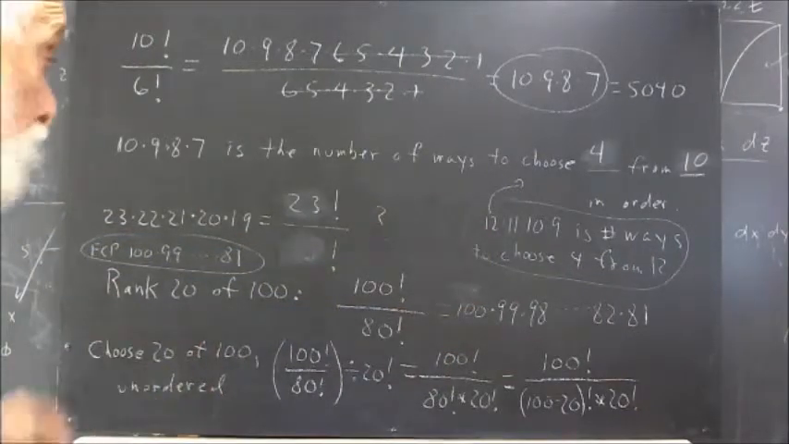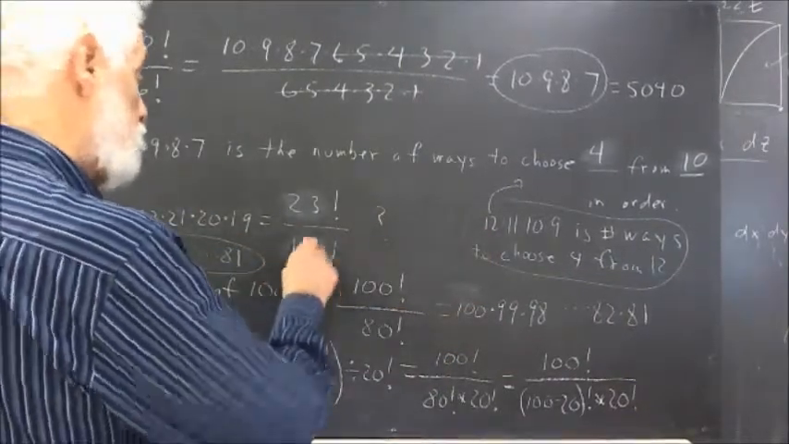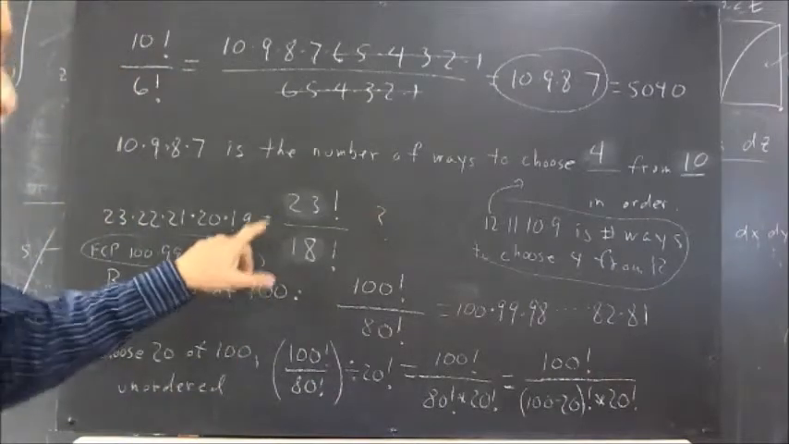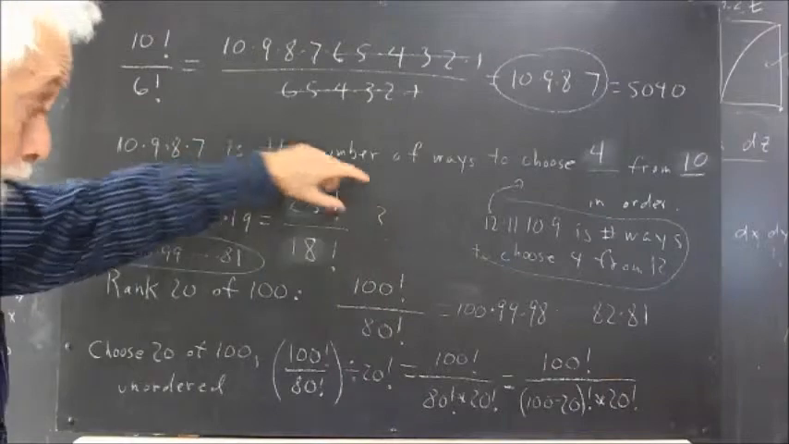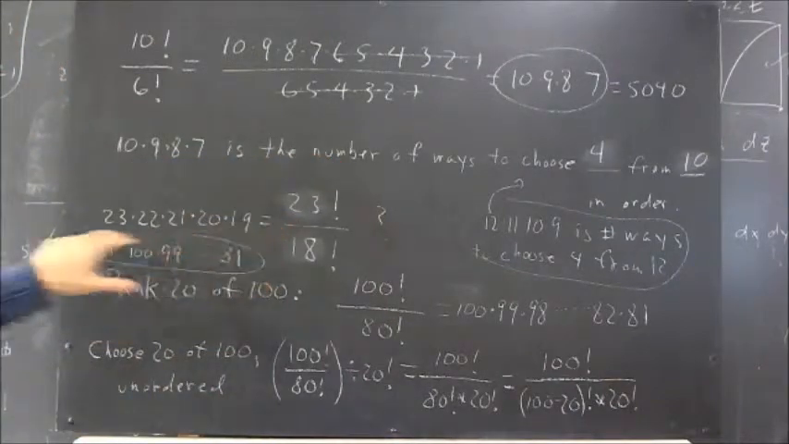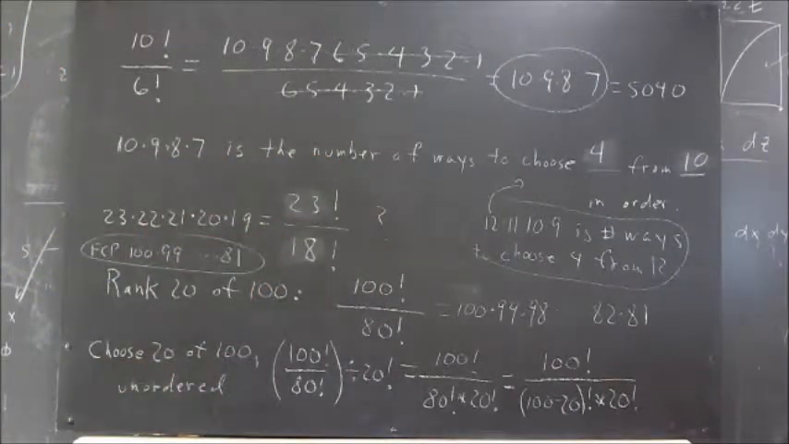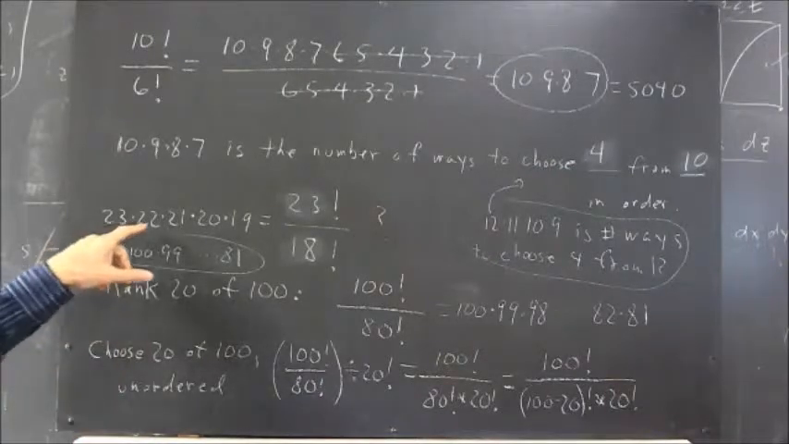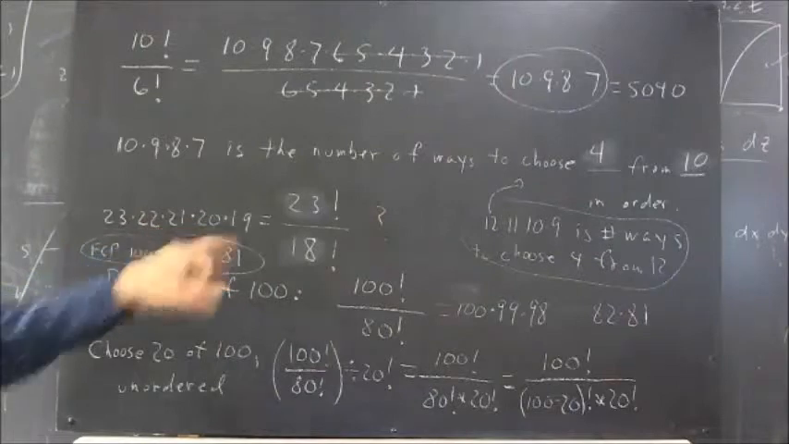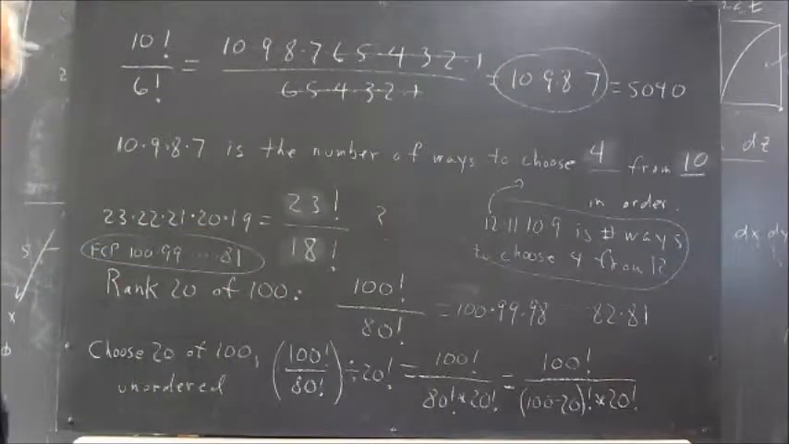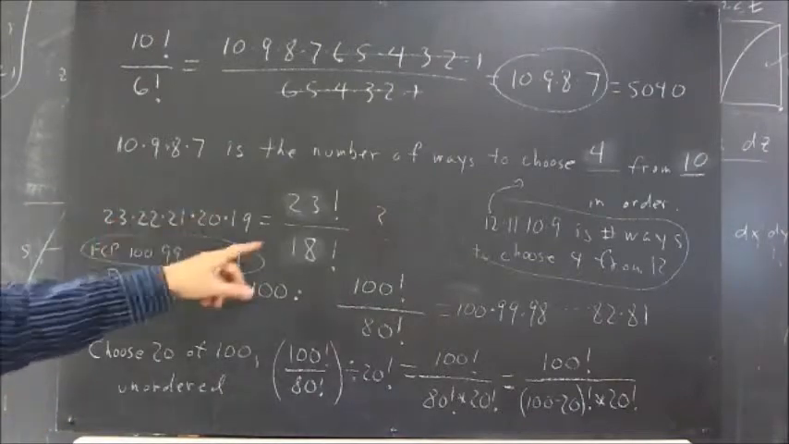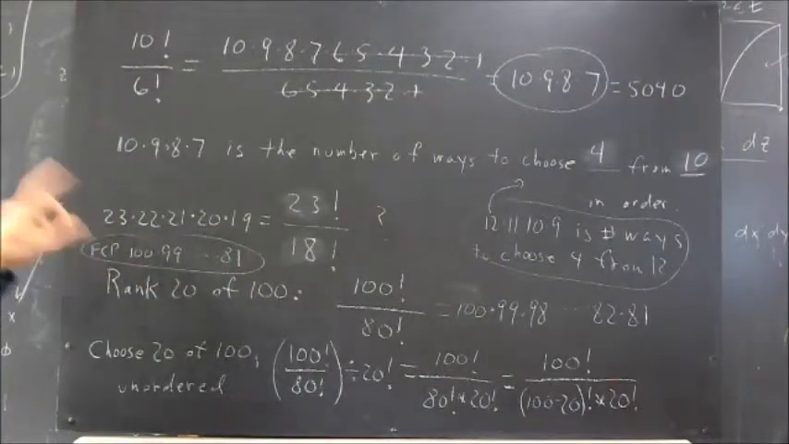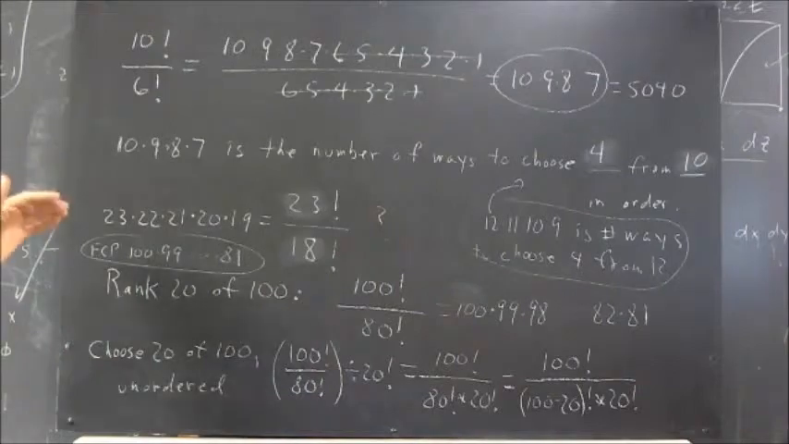How are we going to do that? Well, we divide by 18 factorial. We need to get rid of 18, 17, 16, etc. down to 1 from the 23 factorial, and this will leave us with the product of these numbers. Now, what does 23 times 22 times 21 times 20 times 19 represent? It represents the number of ways of choosing 5 objects from 23 without replacement and where order matters.